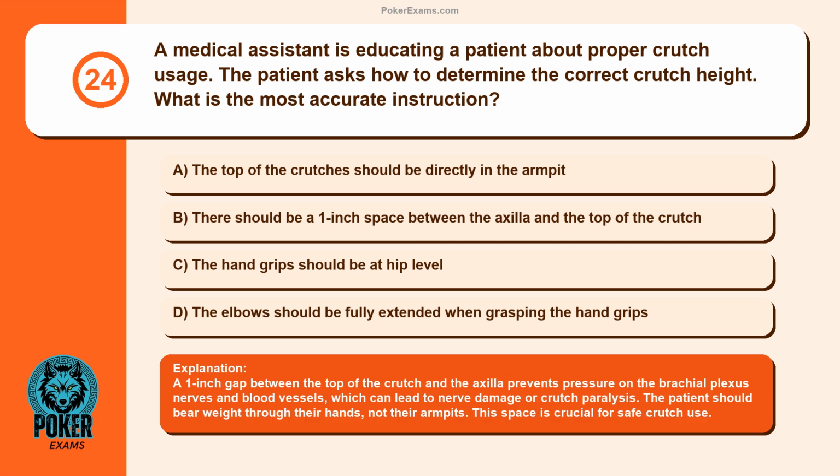A 1-inch gap between the top of the crutch and the axilla prevents pressure on the brachial plexus nerves and blood vessels, which can lead to nerve damage or crutch paralysis. The patient should bear weight through their hands, not their armpits. This space is crucial for safe crutch use.